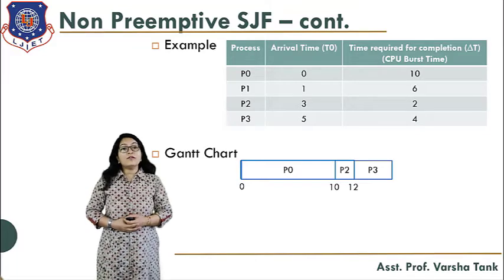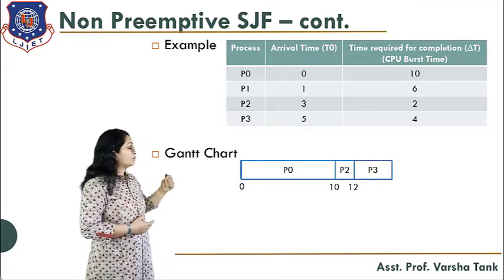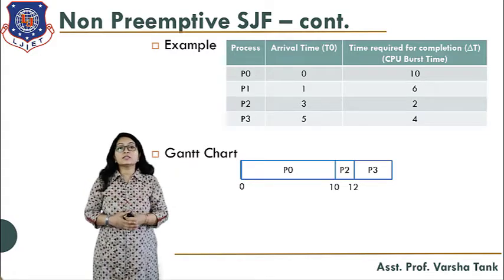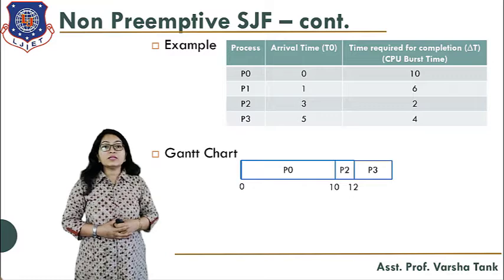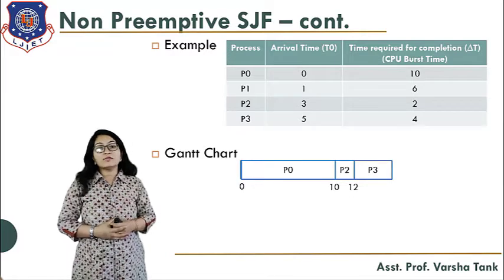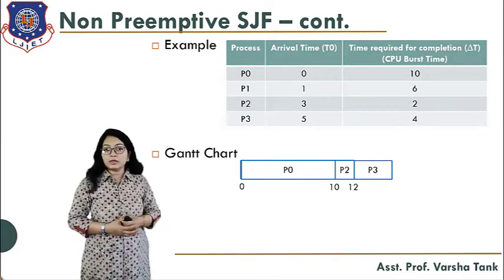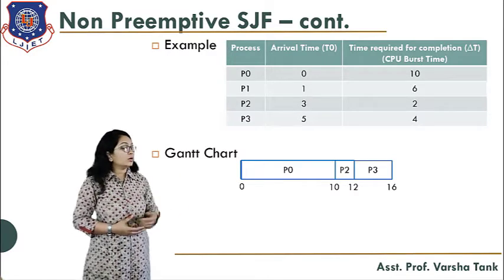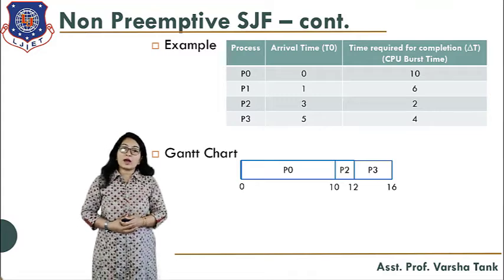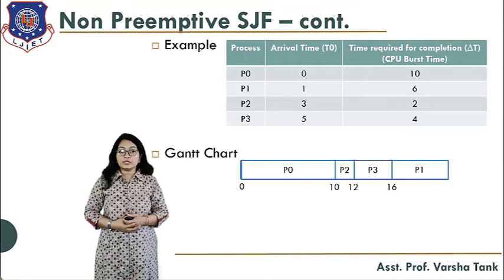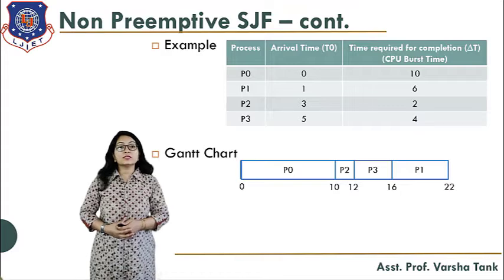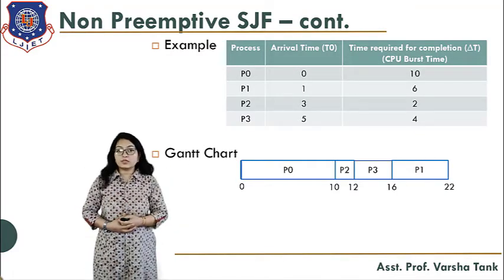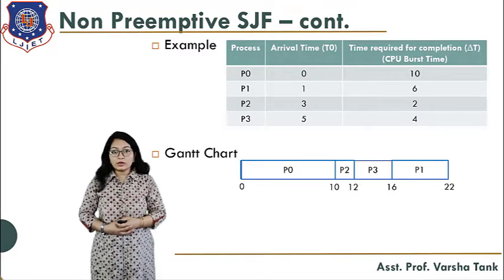So 12. After that, the P3 process will go for the execution. Why? Because P3 has the smallest burst time between 6 and 4. So 6 is for P1 and 4 is for P3. So first P3 will go for the execution, and after that P1 will go for the execution. So this is the timeline chart for shortest job first using the non-preemptive algorithm.